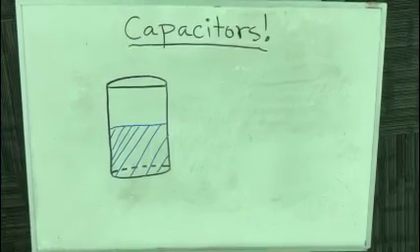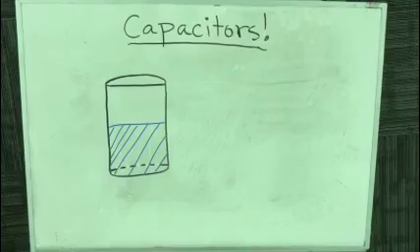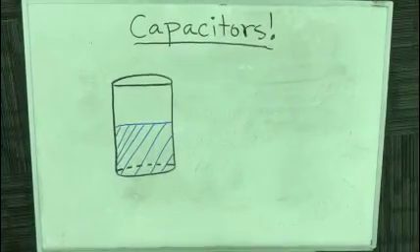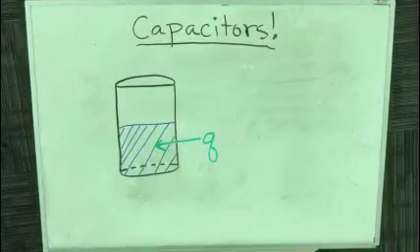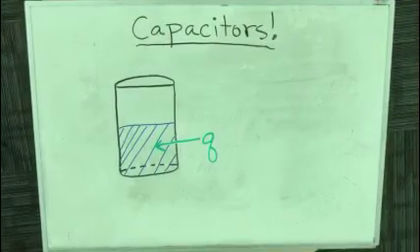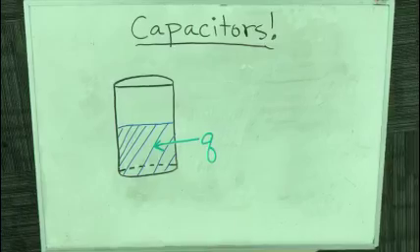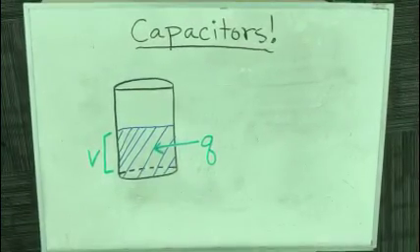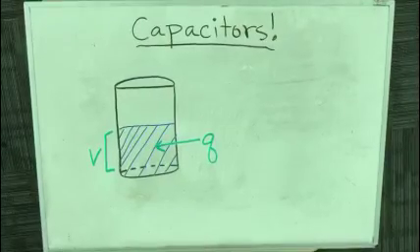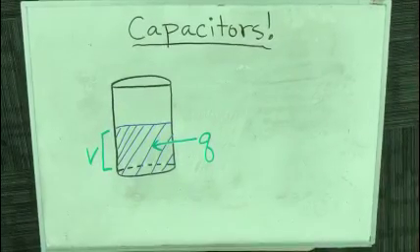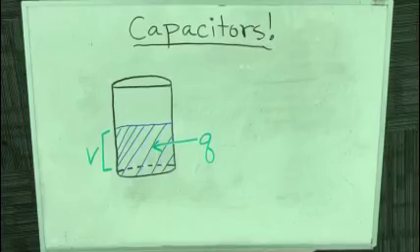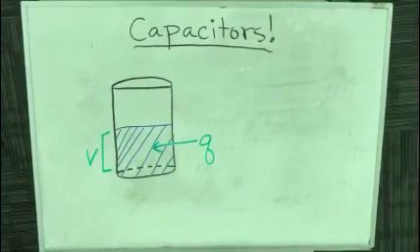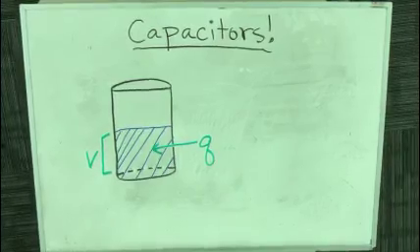If we look at this water bucket here, the amount of water in the bucket can be thought of as the amount of charge on the capacitor. Additionally, the height of the water can be thought of as the voltage of the capacitor. And finally, the cross-sectional area of the bucket is a physical characteristic of the bucket, just like capacitance is of a capacitor.